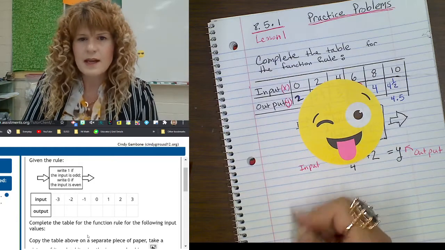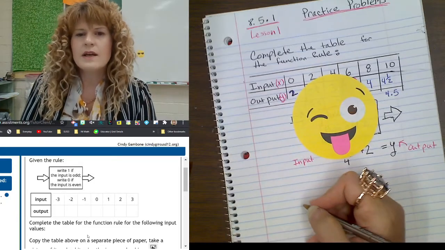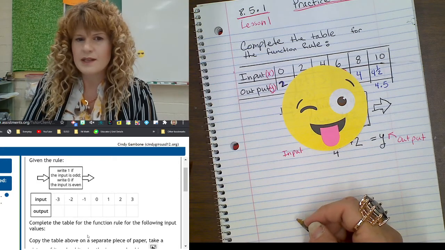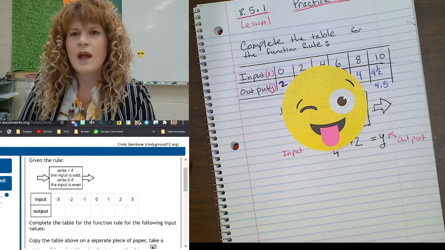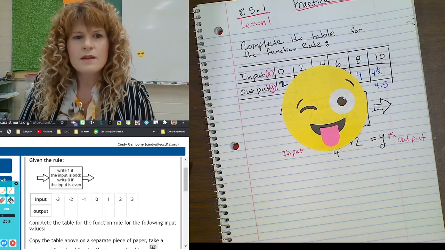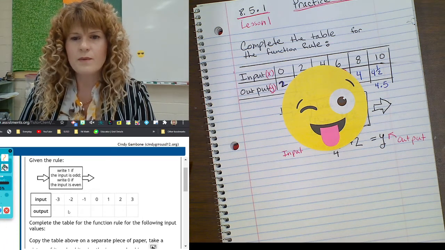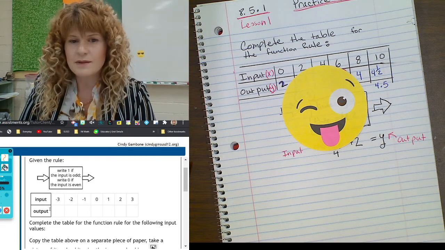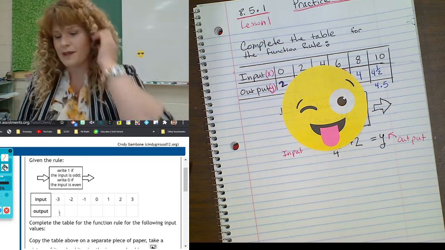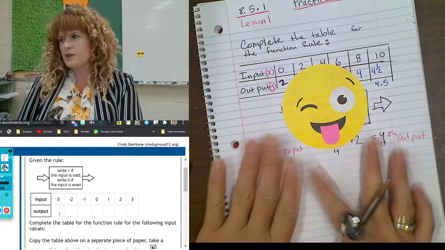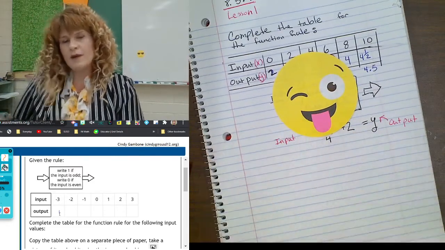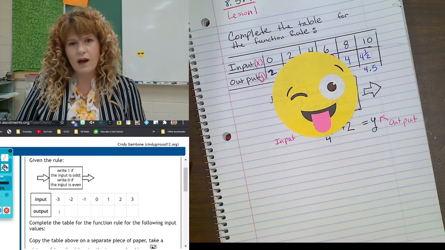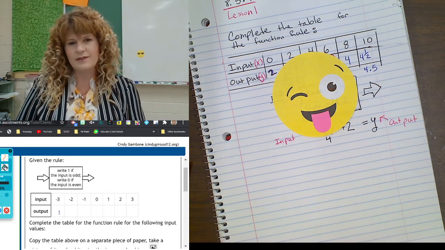The next one says, write 1 if the input is odd, write 0 if the input is even. I want to go faster, so I'm going to just type it right here with my little painting tool, but you cannot do this. You have to make a table and submit it. I also recommend you do it in your notes, but to save time, I'm going to do it right here. Write 1 if the input is odd, write 0 if the input is even.